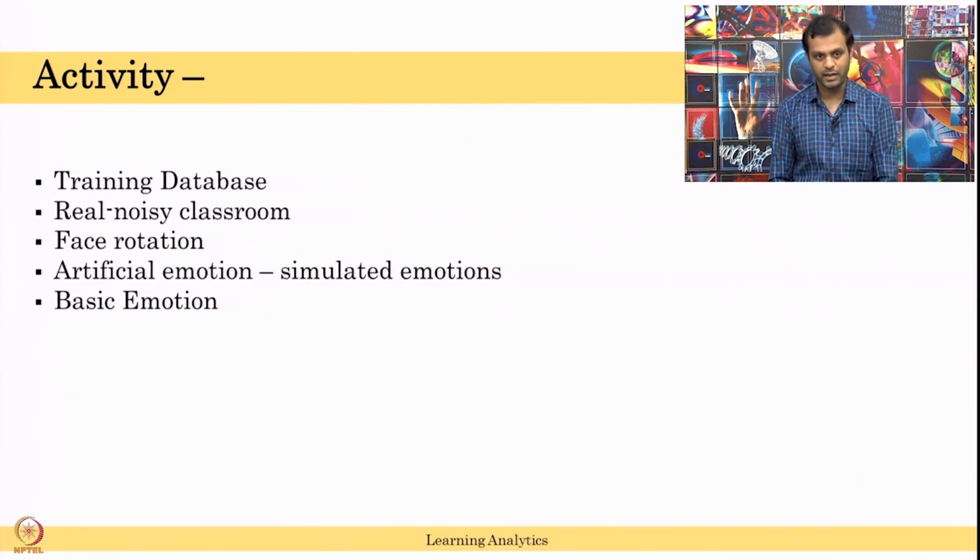The system may not be able to detect that. And artificial emotions, that is simulated emotions, are used to train these kinds of classifiers. How do they get labeled? They ask the participants to simulate the emotions, like you show happiness, you show anger, then they code it, and that is how the labeling happens.